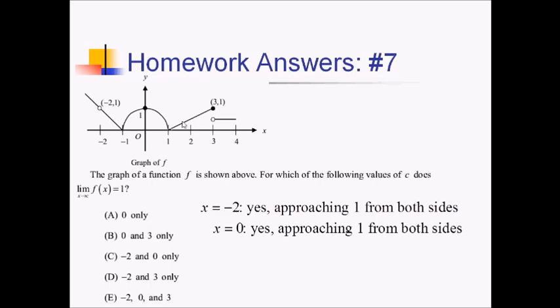As we approach 3 from the left, we end up with 1. As we approach from the right, we end up with 1/2. So that's not true. 3 doesn't work. Different limits from the left and the right. So that means that only -2 and 0 are correct, which is going to be choice C.